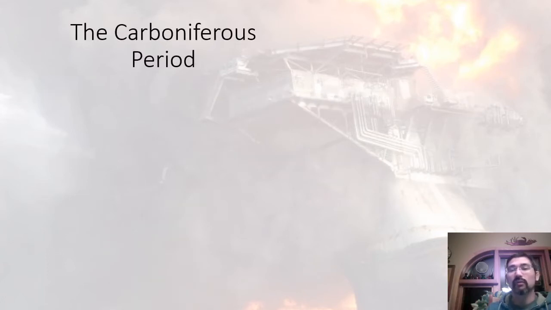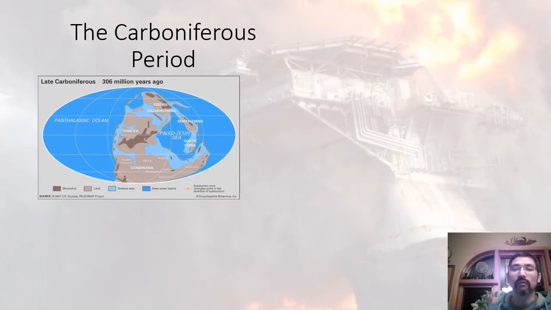We're going to start by talking about the Carboniferous period. Since we're talking about fossil fuels, the Carboniferous period is the starting point for most of the fossil fuels that exist on Earth today. During the Carboniferous period, this is what the Earth looked like. We can see that Pangaea is smashing into Gondwanaland, but the supercontinent of Pangaea had not completely formed.